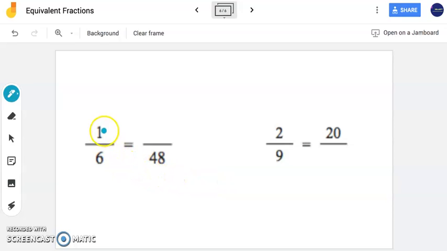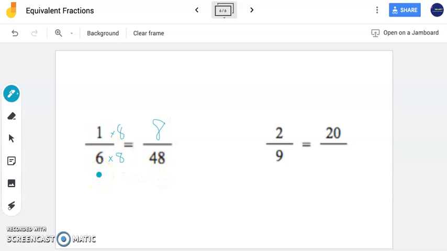In this problem here, we have 1/6. Our goal is to determine 6 times what number gets me to 48. So 6 times 8 is 48. So if I multiply my denominator by 8, I do the same to my numerator. So 1 times 8 is also 8. Now 8/48 is equivalent to 1/6.